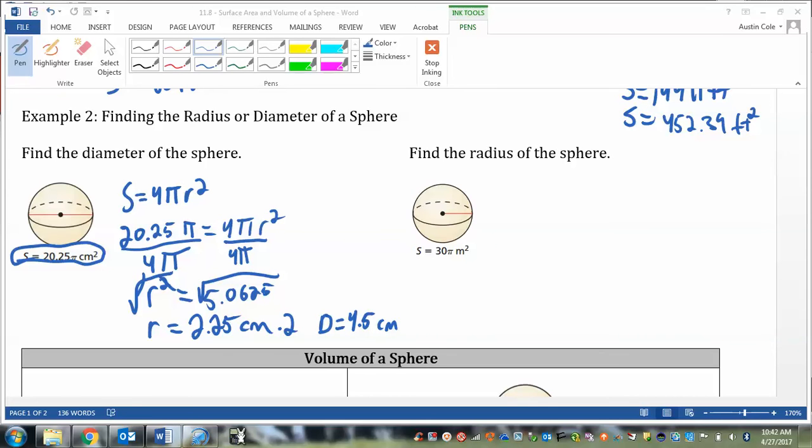I might have done it wrong. I know, probably. So 30 divided by 4 is 7.5. And you have to square root that. 2 pi. Okay, I think I see what I did. Because I did the pi. Oh. I got you.